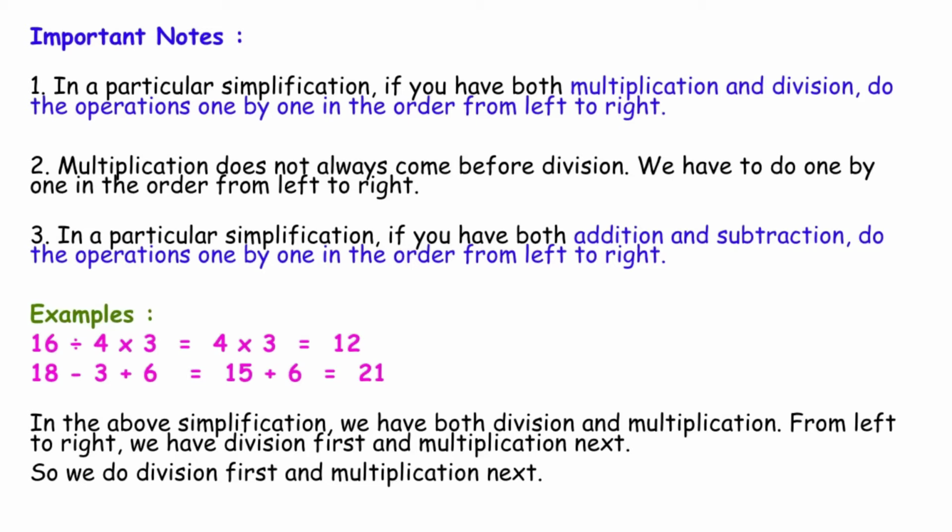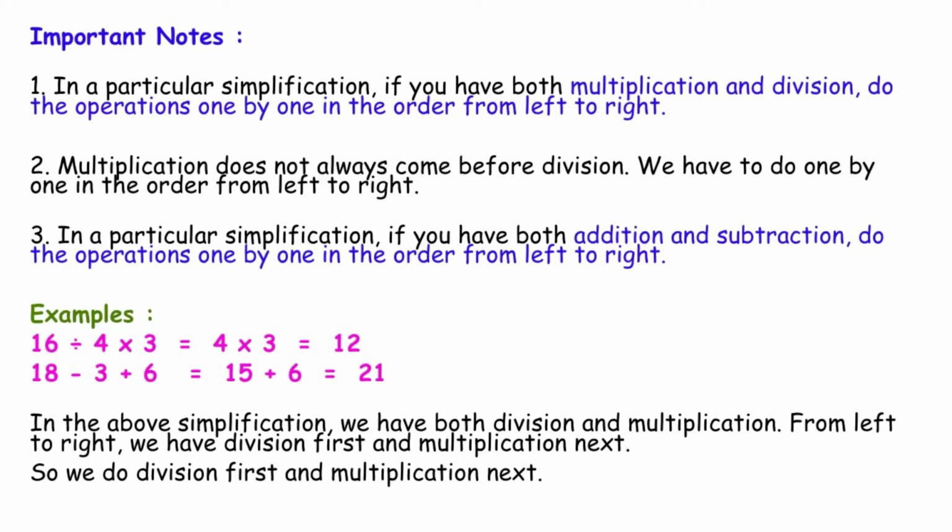Here are some problems which use these facts. So let's do them. Let's do the first one: 16 divided by 4 times 3. As it said in the first note, we have to do it from left to right. So we will do 16 divided by 4 first, which is 4. Then we will multiply 4 and 3, which is 12. So the answer for the first problem is 12.